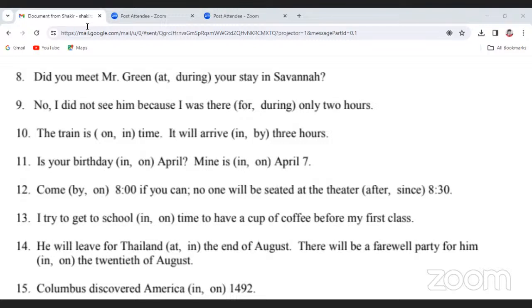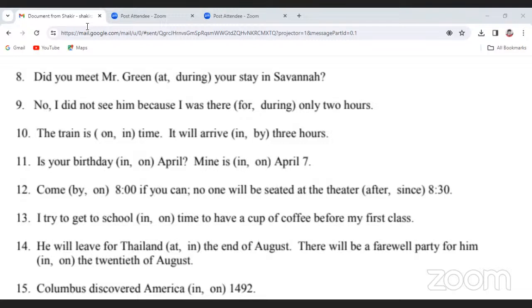Number 14. He will leave for Thailand at the end of August. There will be a farewell party for him on the 20th of August. In and on? For Thailand, at the end of August, not in the end. There will be a farewell party for him on the 20th of August. Yes. At and on are the correct options for number 14.